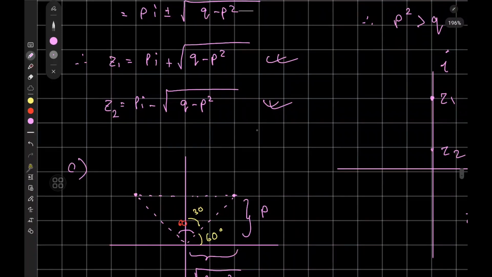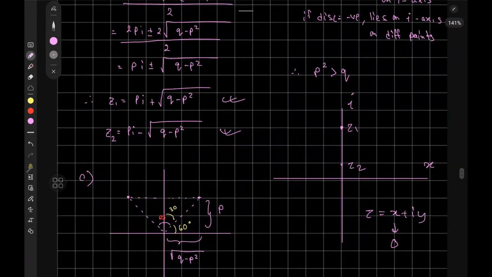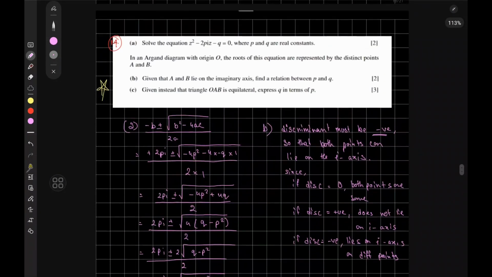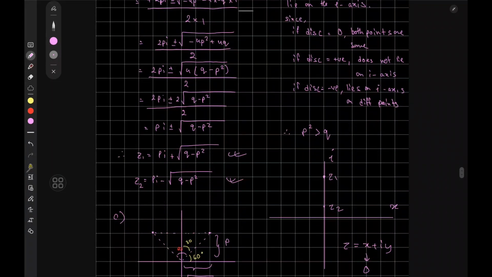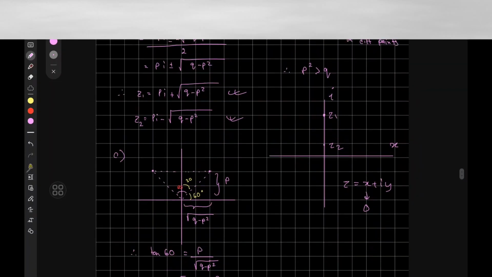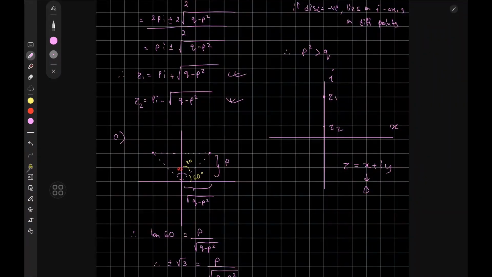So if the discriminant is negative, what does that mean? That means that p square has to have a greater value than q. For example, q is 5 and p square, let's say 3 square, is going to give you 5 minus 9. Therefore minus 4. Now this is a negative discriminant. So we know p square has to be greater than q for there to be a negative discriminant. So we can say p square is greater than q. So this is how you answer question B, that p square has to be greater than q.